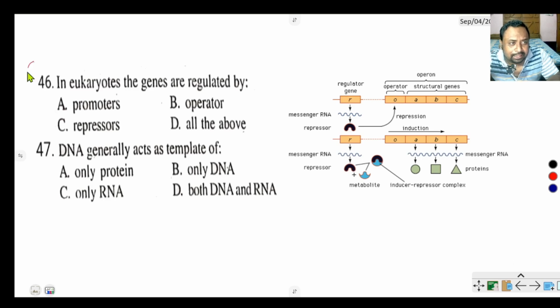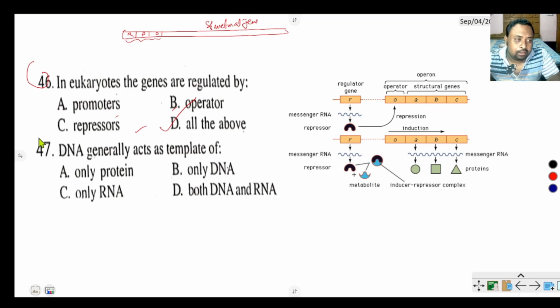Question number 46 says, in eukaryotes, the genes are regulated by promoter, operator, and repressor. All of the above. Suppose this is the DNA. In DNA, that is the regulator gene, there is a promoter gene where RNA polymerase binds, and there is an operator gene. These genes regulate the activity of the structural gene. A structural gene is the gene that transcribes. Clear? Question number 47 says, DNA generally acts as a template in case of both DNA and RNA.